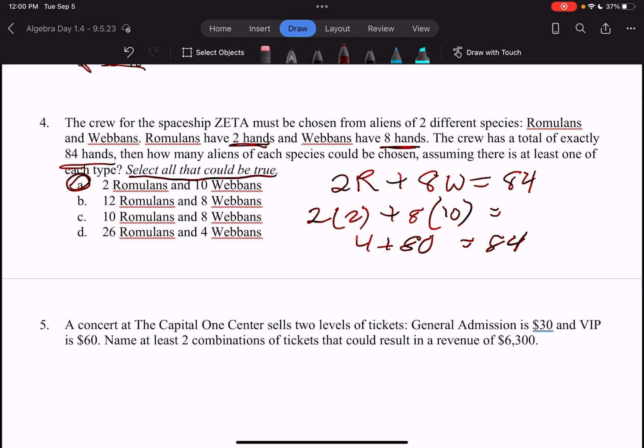So your job now is to check each one of these to see which one of those works. Okay, and it might be more than one. Just a hint there. All right, try each of them.